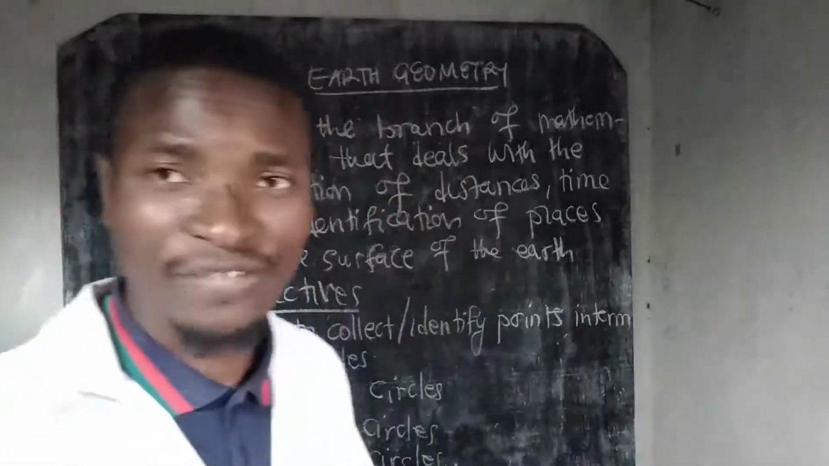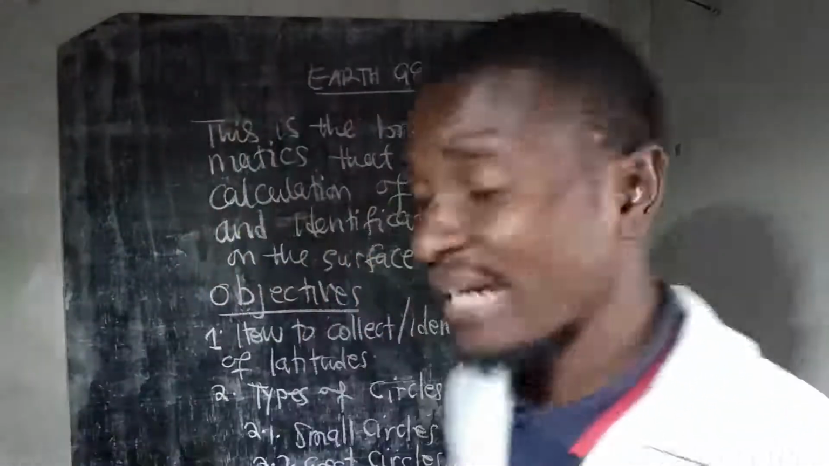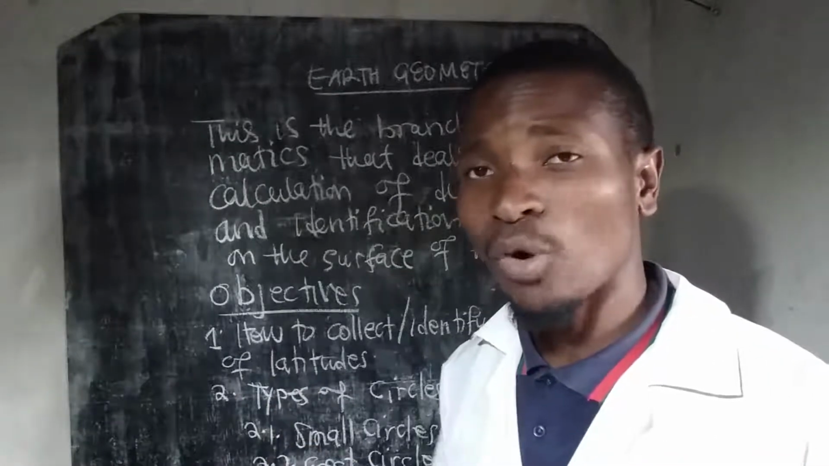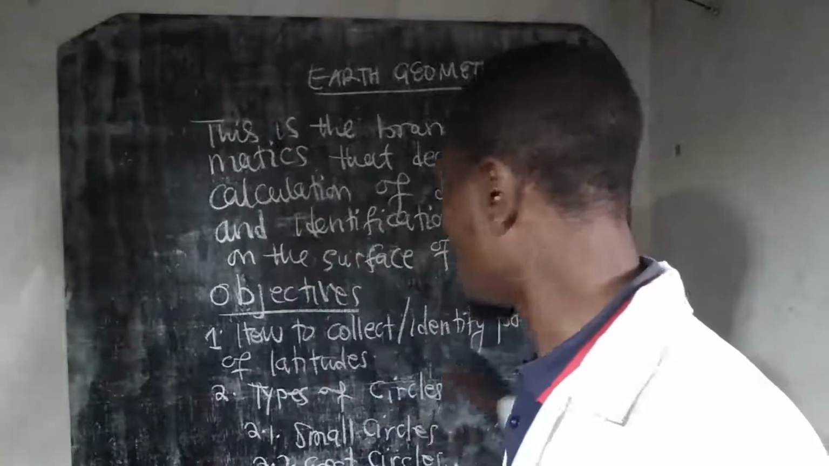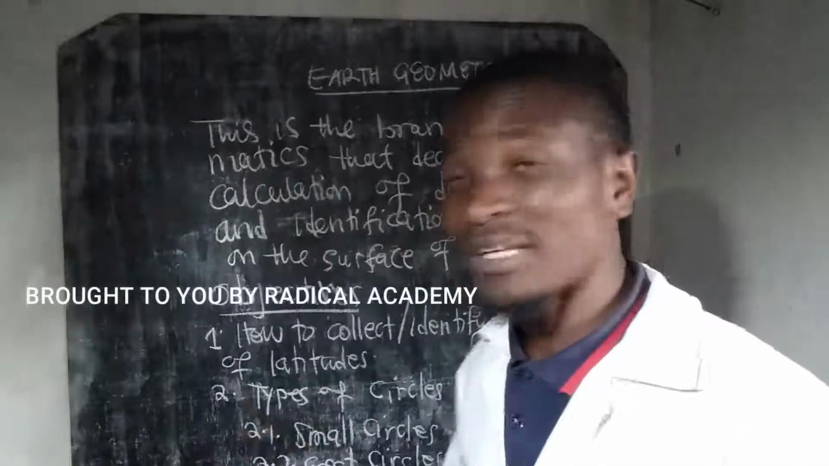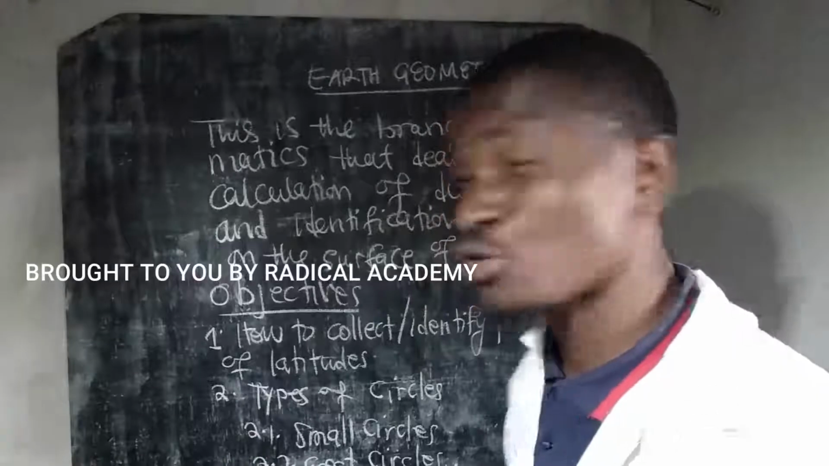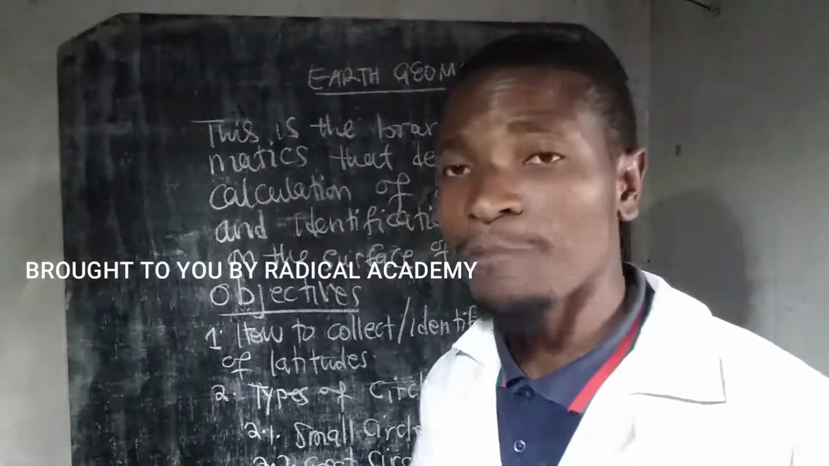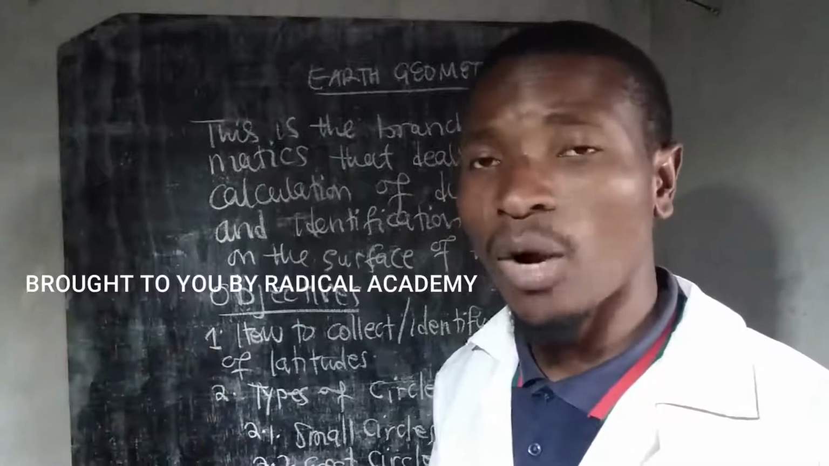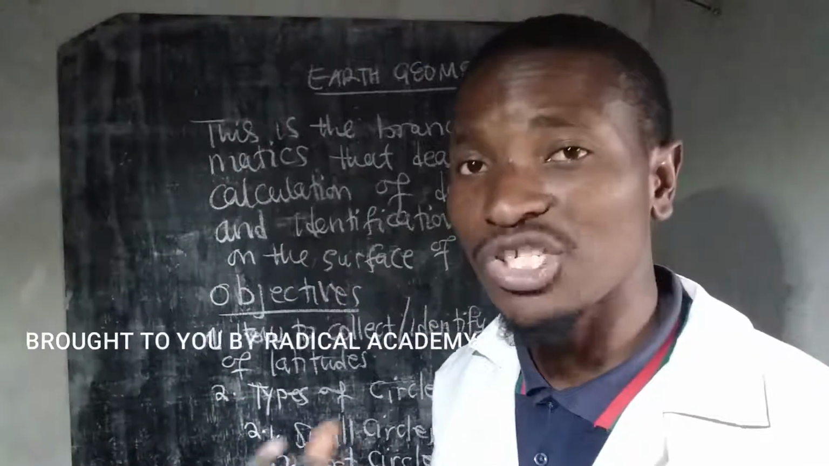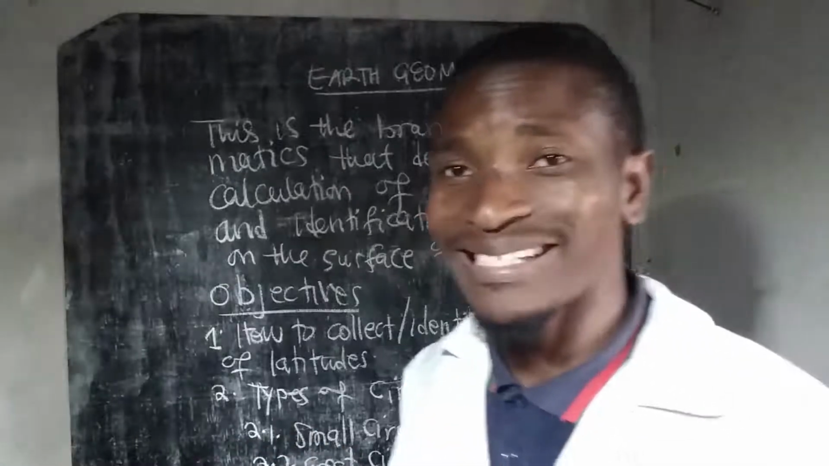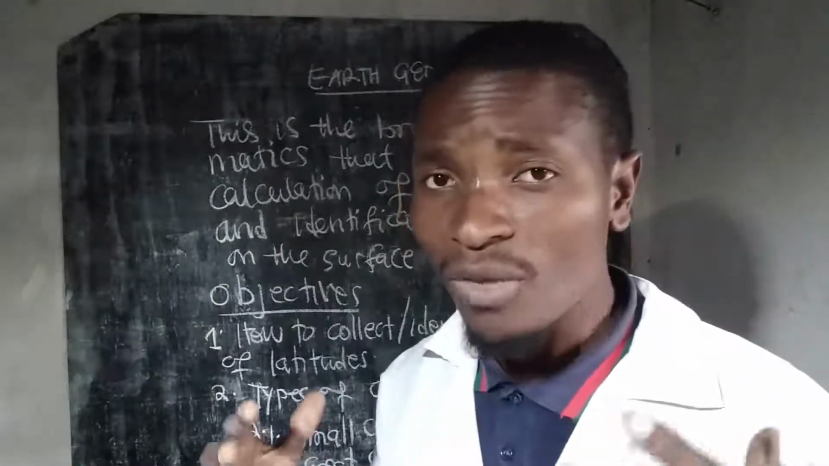Okay, so objective number one, we should be able to understand how we can collect the points on the surface of the earth in terms of latitude and also longitude. Then number two, we should also be able to understand the types of circles on the earth surface. Okay, so we have the great circle and the small circle. So we shall see in a short minute how you can understand some of these types of circles.